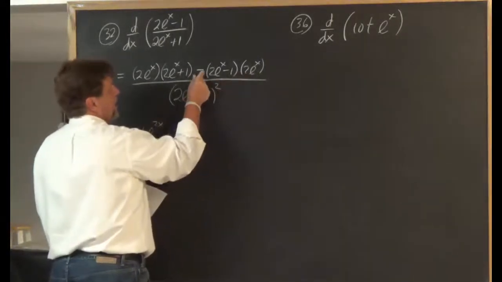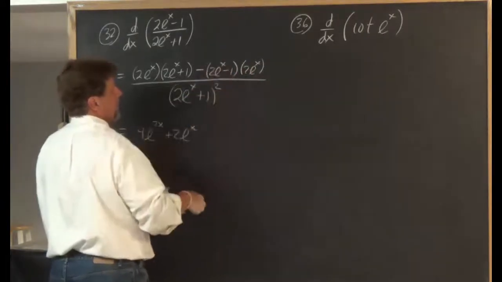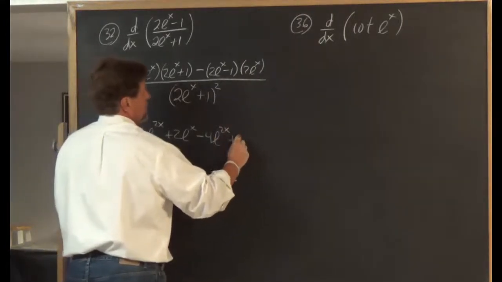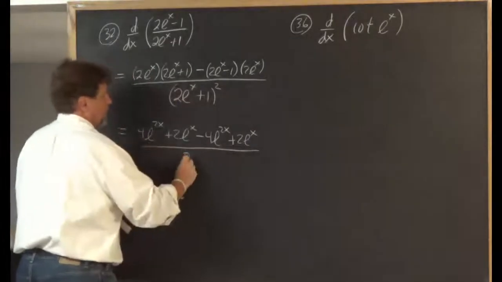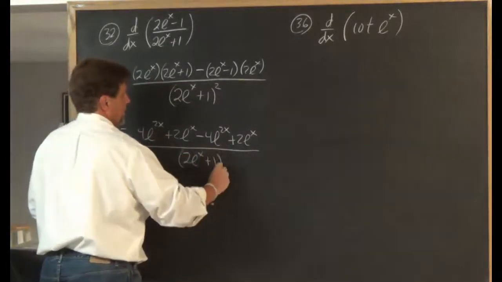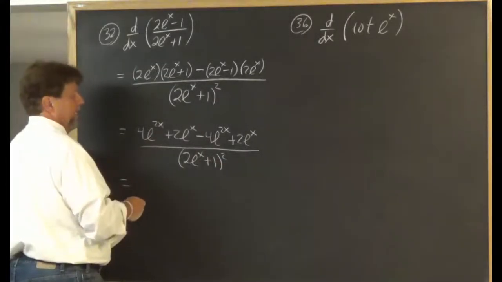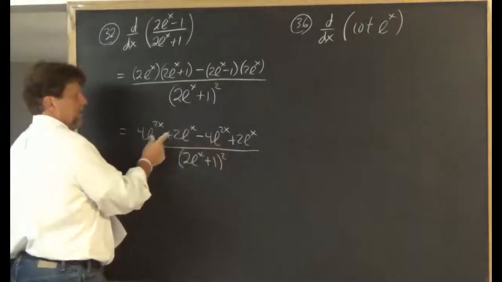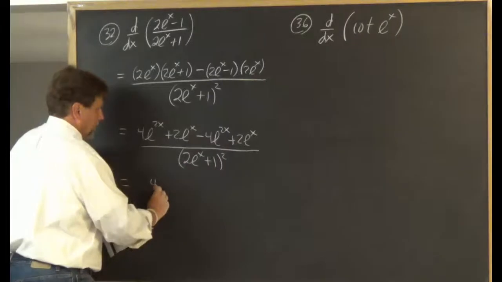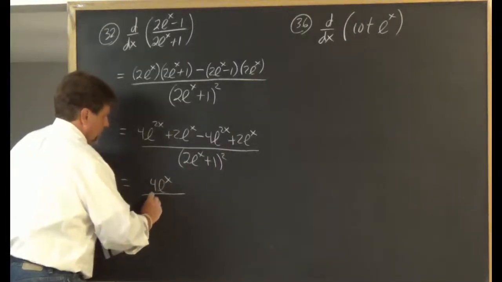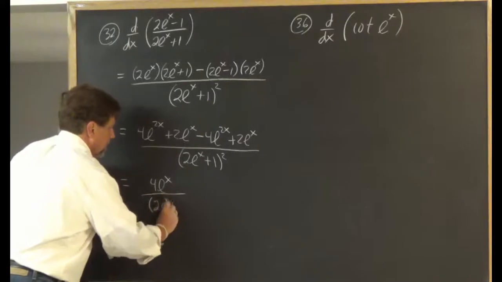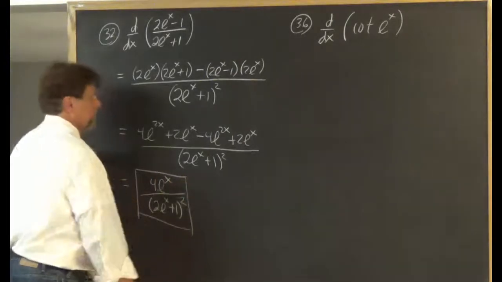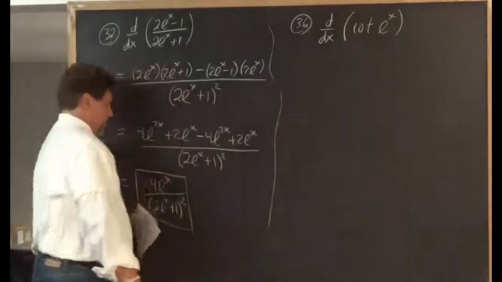So when I take the negative 2e to the x and distribute it in there, I get a negative 4e to the 2x plus a 2e to the x. And that's all over the denominator squared. The reason that jumped out at me right away was I could see that these are going to cancel out. When I combine like terms in the numerator, they cancel out. So I'm left with a 4e to the x over 2e to the x plus 1 quantity squared. Hopefully you got that.